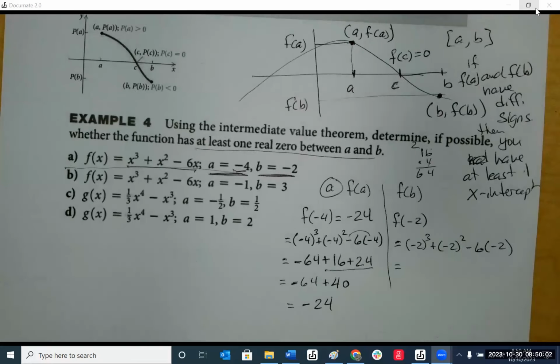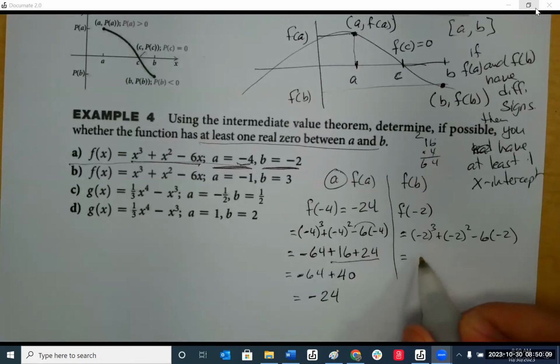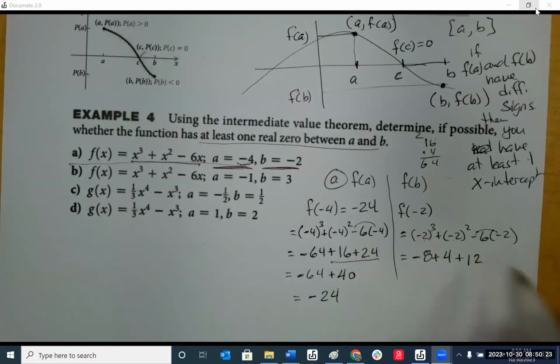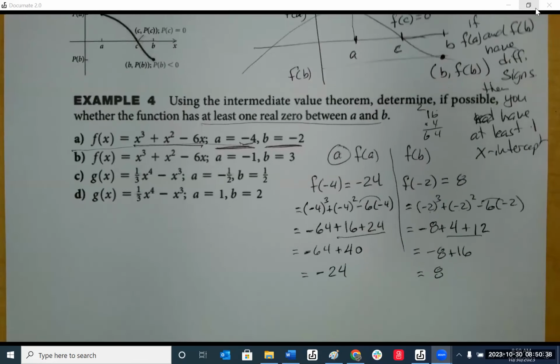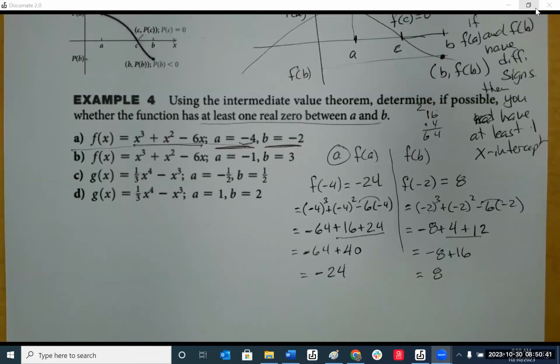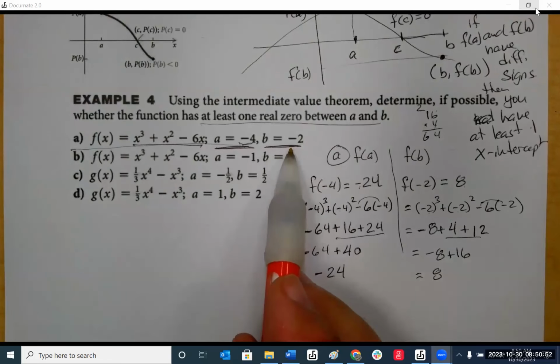Do the same thing with negative 2. Negative 2 cubed is negative. 2 times 2 is 4 times 2 is 8. Negative 2 squared is a positive 4. Negative times negative 6 is a positive. 6 times 2 is 12. Four plus 12 is 16, minus 8 is a positive 8. So what can we conclude? Yes, there's at least one x-intercept somewhere in there, because that's negative and that's positive. We know there's a value between negative 4 and negative 2 where it equals 0.